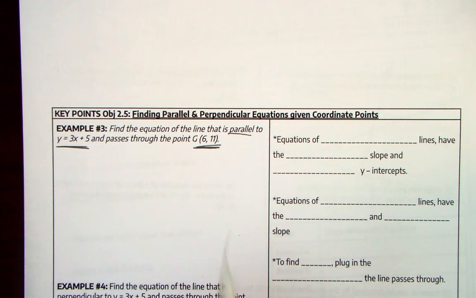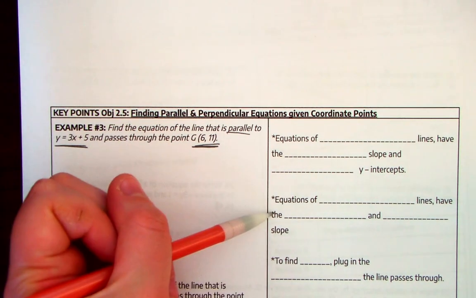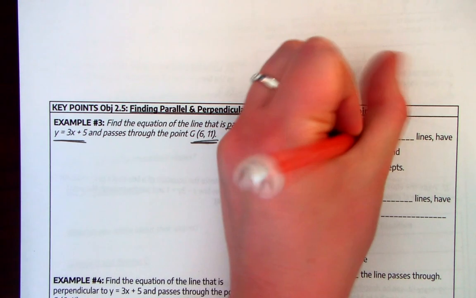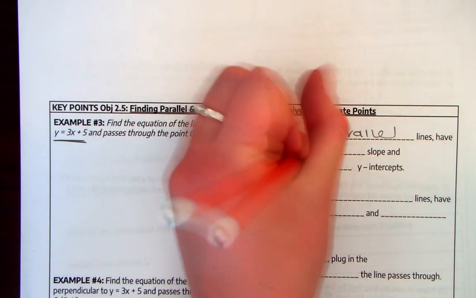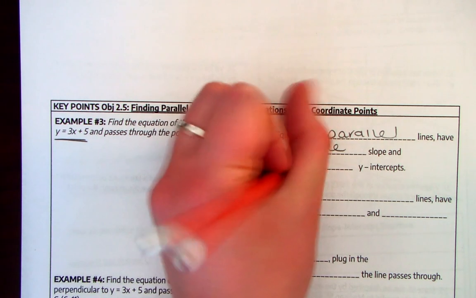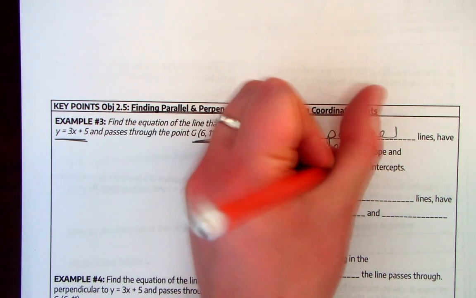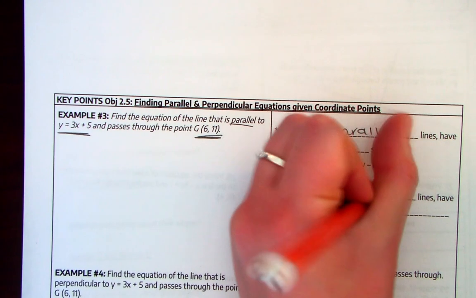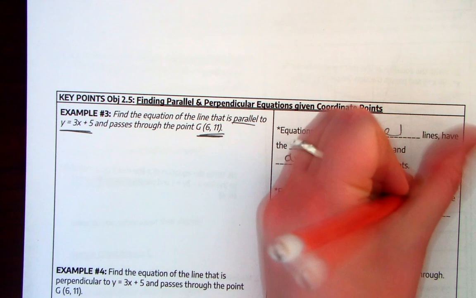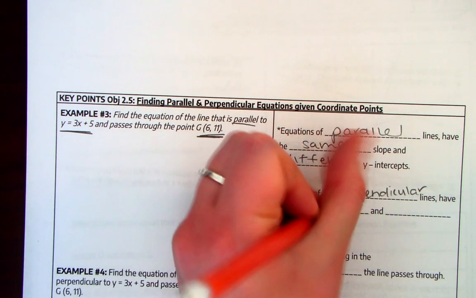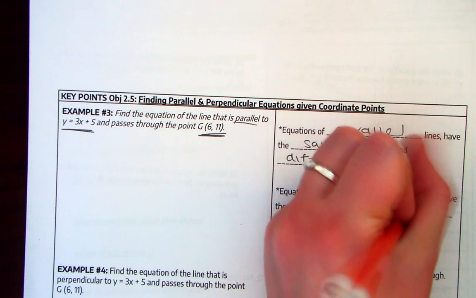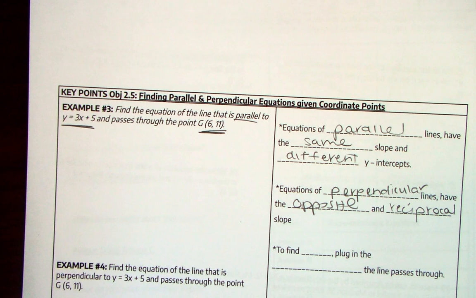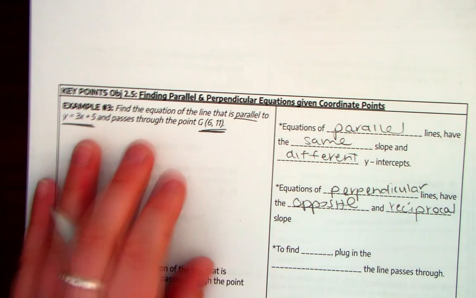Okay, so let's remind ourselves what's up with parallel and perpendicular lines. Equations of parallel lines have the same slope and different y-intercepts. Equations of perpendicular lines have the opposite and reciprocal slope. Okay? So let's go back to this example.